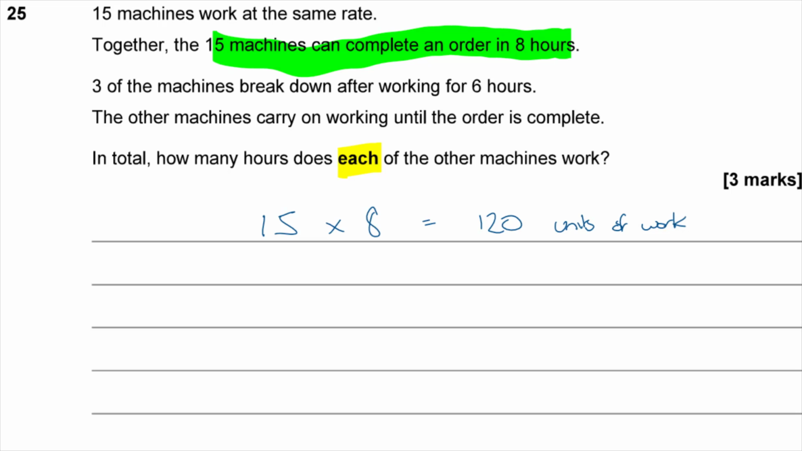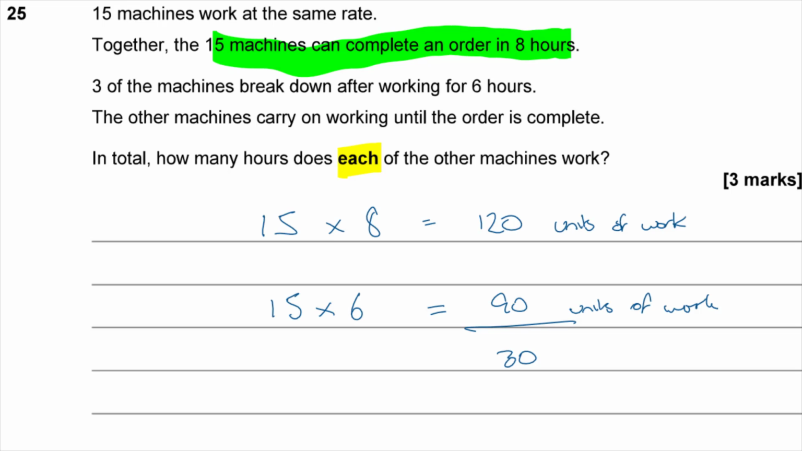Okay, so 3 of the machines break down after working for 6 hours, and the other machines carry on working until the order is complete. So for the first 6 hours, all 15 machines are working, aren't they? So 15 times 6. All 15 machines were working for 6 hours. That would have produced 90 units of work. So they're short then by 30 units, aren't they?